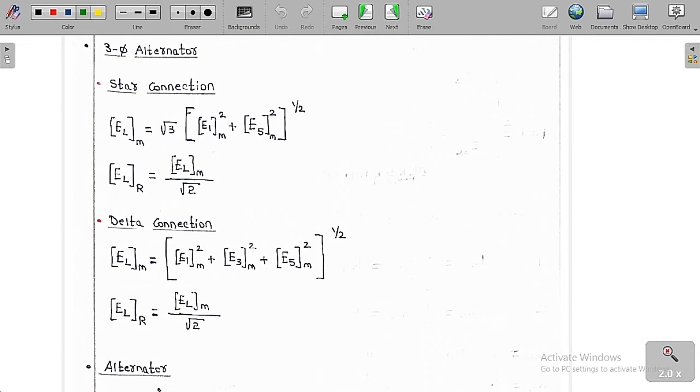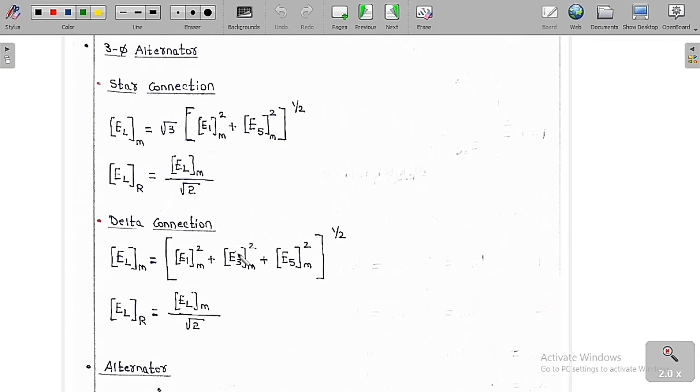A small correction here, let me repeat. I have already told you for star connection, for 60-degree phase spread and the 120-degree phase spread, there will be no third harmonic component. That is what I am trying to tell you, not the delta connection. So in the star connection, for the 60-degree and 120-degree phase spread, there will be no third harmonic component. So EL is equal to root 3 into under root over E1 square plus E5 square.